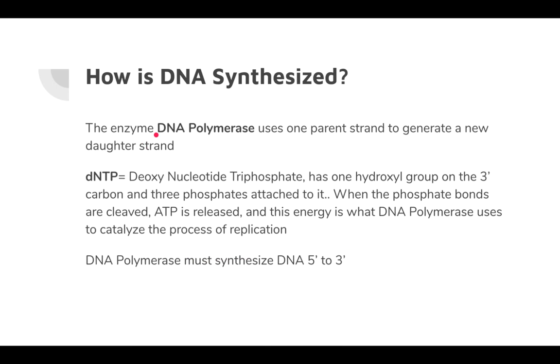Now, how is DNA synthesized? Well, we already discussed that a little bit. DNA polymerase is going to come in and use semi-conservative replication, which is where you take one parent strand to generate a new daughter strand. So then where do these guys come in? What are dNTPs? dNTP stands for deoxynucleotide triphosphate. This has one hydroxyl group on the 3' carbon and 3 phosphates attached to it. So when the phosphate bonds are cleaved, when you take those 3 phosphates and you break the bonds, you're releasing energy. And this energy is what DNA polymerase is going to use to catalyze the process.